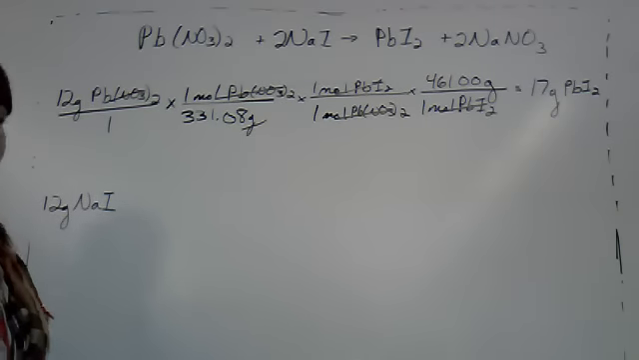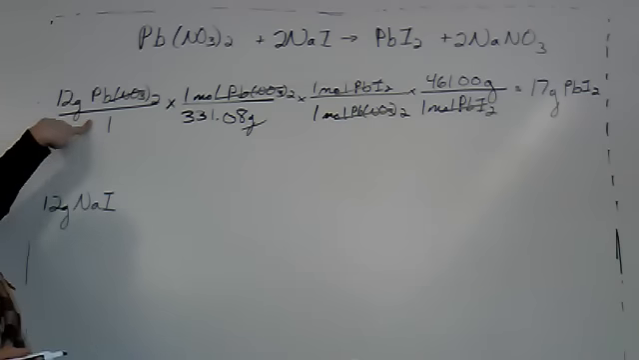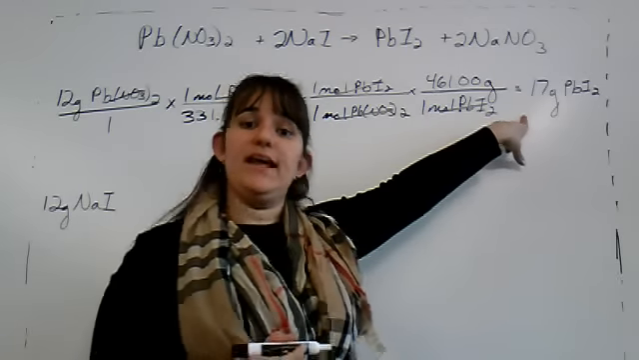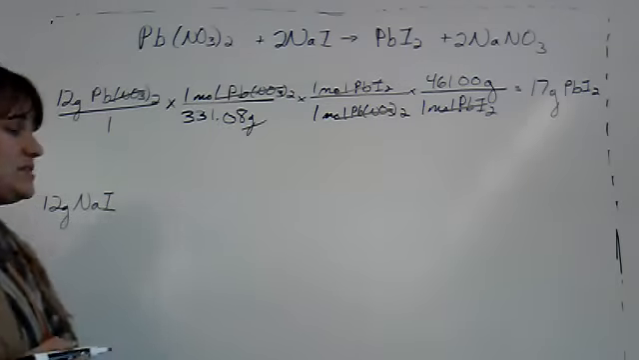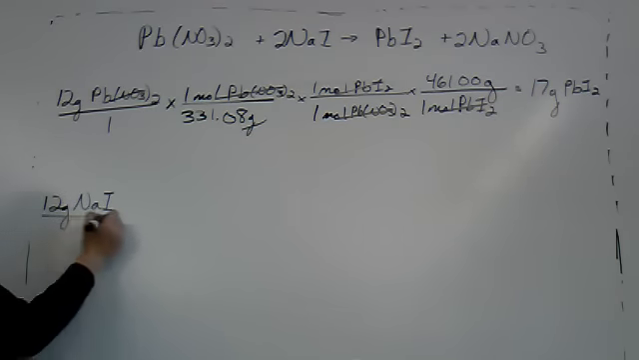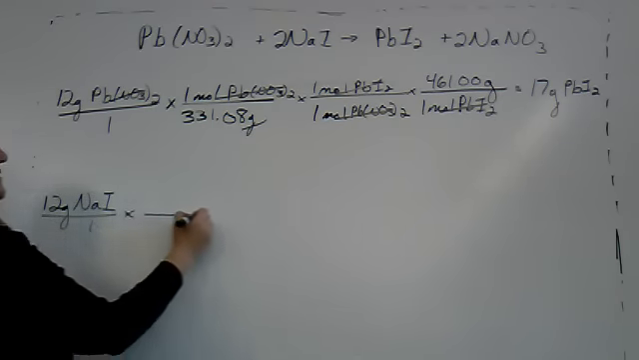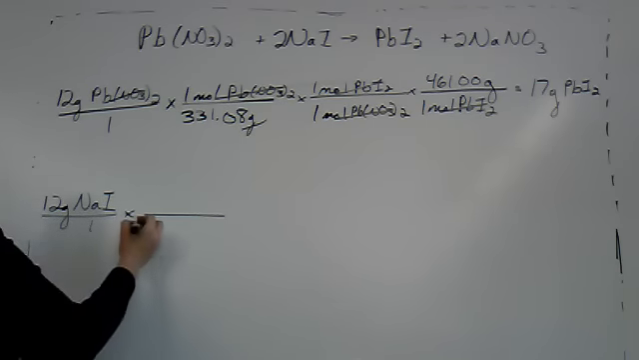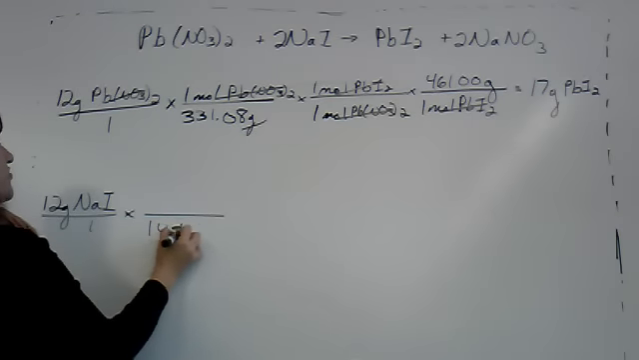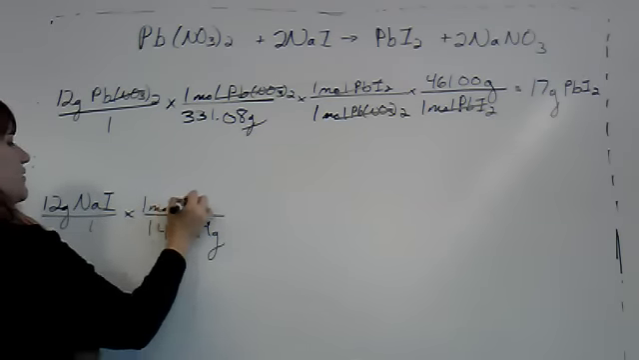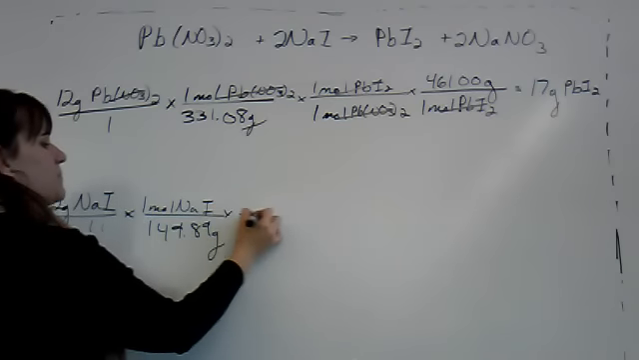So what we've seen here is that if I have 12 grams of lead nitrate, I can make a maximum of 17 grams of lead iodide. Okay? So our next step is going to be to do the same thing with the other value that's given. So we have 12 grams of sodium iodide now. I've put that over 1. I'm going to convert it into moles. The molar mass of sodium iodide is 149.89 grams for every mole NaI.